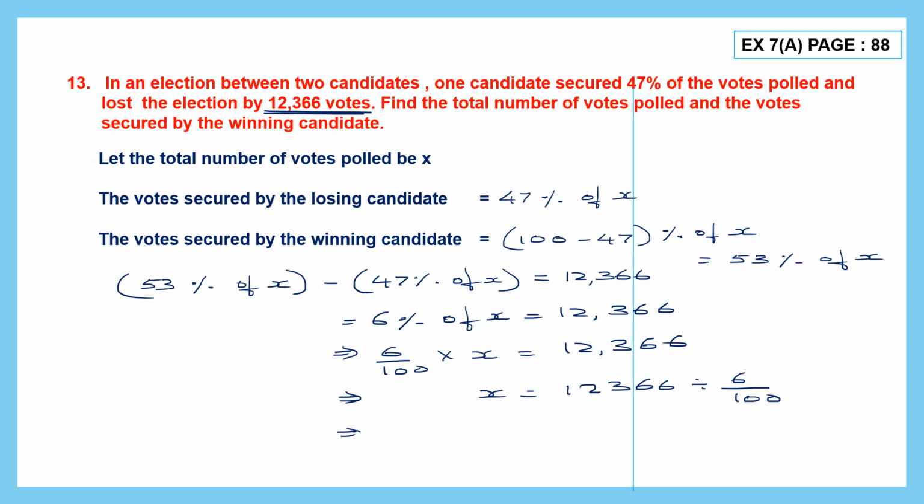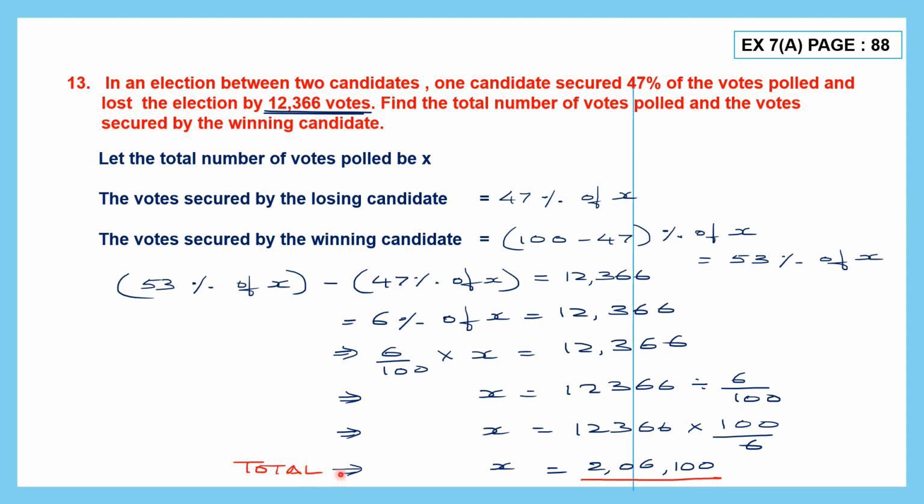So X is equal to 12,366 into 100 by 6. Let's calculate this and find out. So X will be equal to 2,06,100. This is the total number of votes polled.